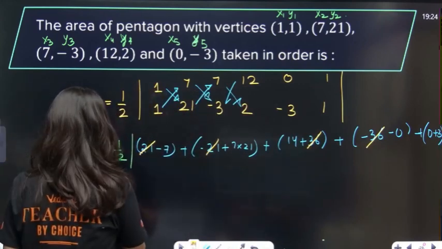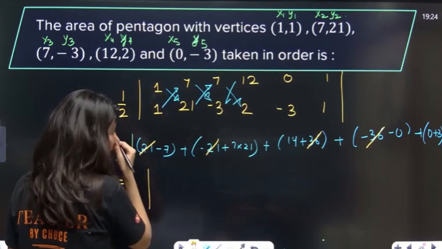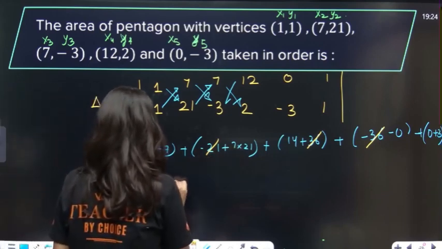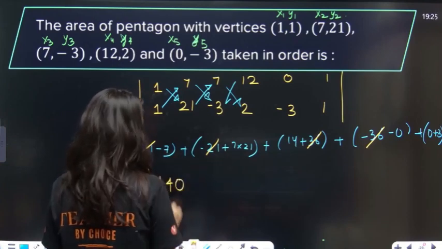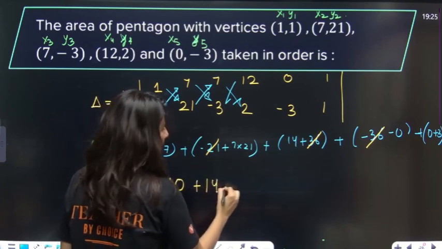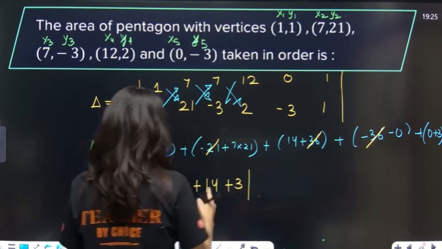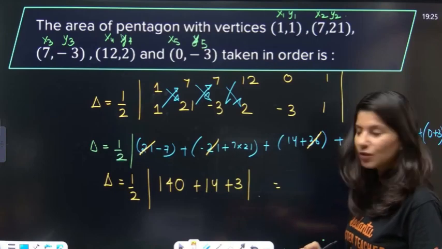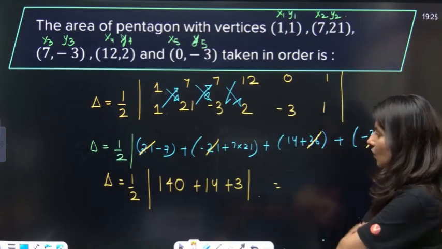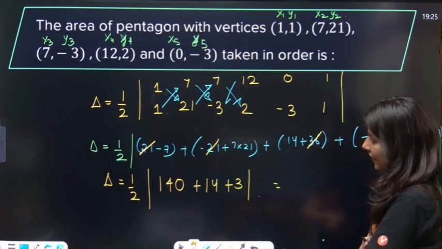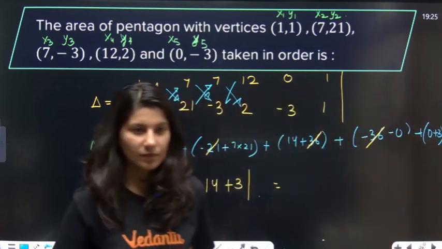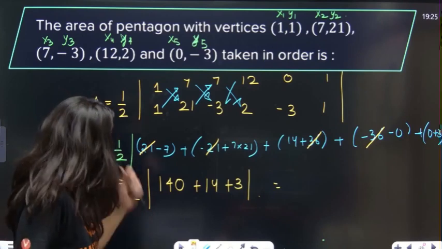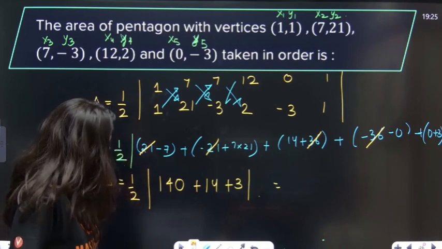So we are left with delta is equal to half, modulus is there. 7 into 21, 147. 147 minus 7 is 140, plus 14, plus 3. Correct? So 14 plus 3 is what? 17. So the correct answer is going to be 157 by 2. Is it the final answer? Hold on. 7 2s are 14.